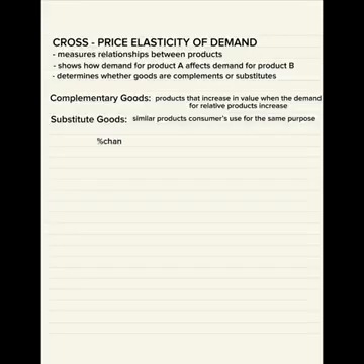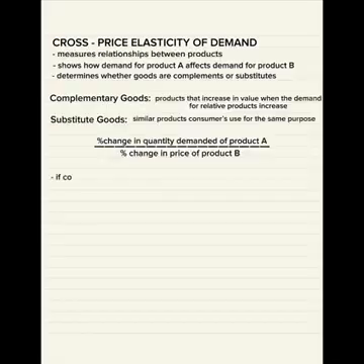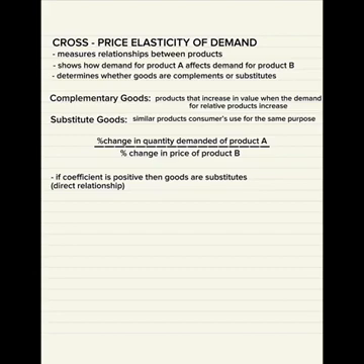In order to determine whether goods are complements or substitutes, we will use the formula percentage change in quantity demanded of product A divided by percentage change in price of product B. If your coefficient turns out to be positive, then the goods are substitutes and have a direct relationship with each other. If the coefficient is negative, then the goods are complements and have an inverse relationship with each other.